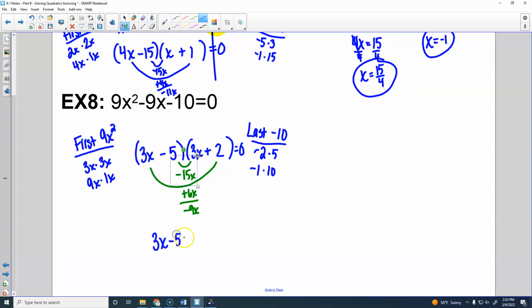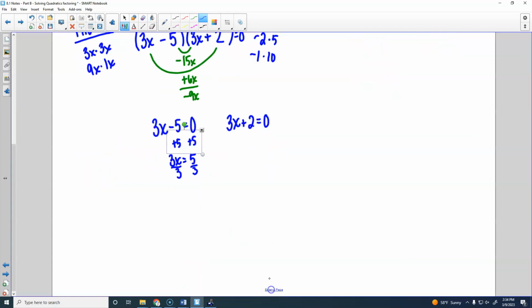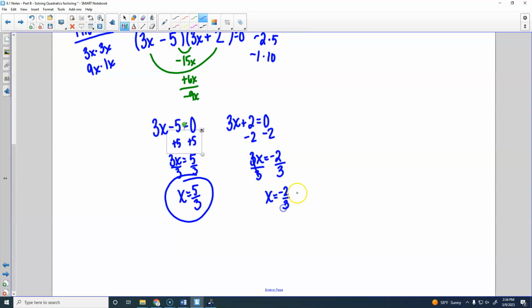So you're going to have to do 3x minus 5 could equal 0, or 3x plus 2 could equal 0. Alright, so once you get it factored, you're going to set each one equal to 0, and then you're going to solve those equations. And they should be pretty simple two-step equations or less. Divided by 3. So right here we're going to get x equals 5/3. Right here, x will equal negative 2/3 here.